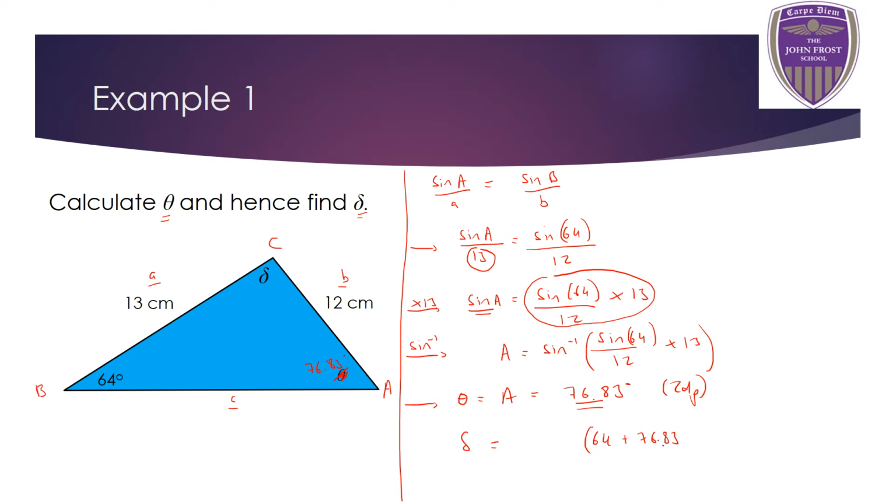So actually, you could do this on the calculator to speed things up. 180, take away the sum of the other two angles. So 180 take away 64 plus 76.83. Remember, the brackets are essential here, okay? And you get that delta is 39.17 degrees. Okay, if you prefer to do 64 add 76.83 first, push equals, then take off 180, then feel free. But this is my speedy way of doing it, my efficient way of doing it.